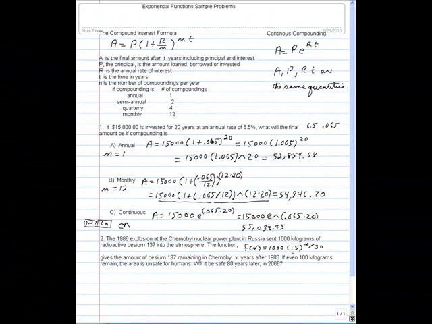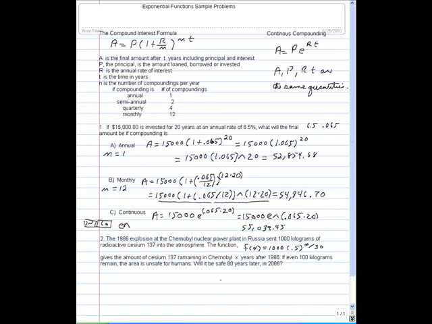The function f of x equals 1,000 times 0.5 to the x over 30 power gives the amount of cesium-137 remaining in Chernobyl X years after 1986. If even 100 kilograms remain, the area is unsafe for humans. Will it be safe in 80 years, 2066? Boy, what a bunch of words. Don't let words throw you, folks.